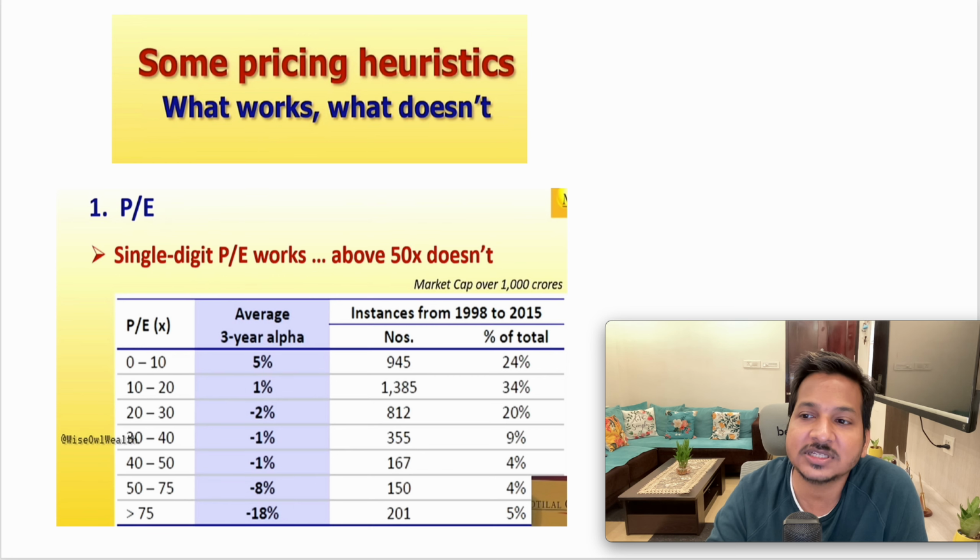So you should always wait for corrections. In a market correction, such high return companies also will be available at low PE. That time you should buy.